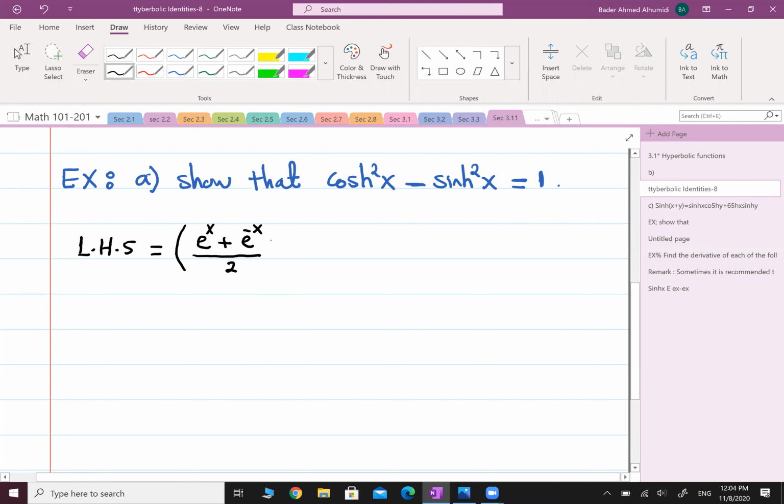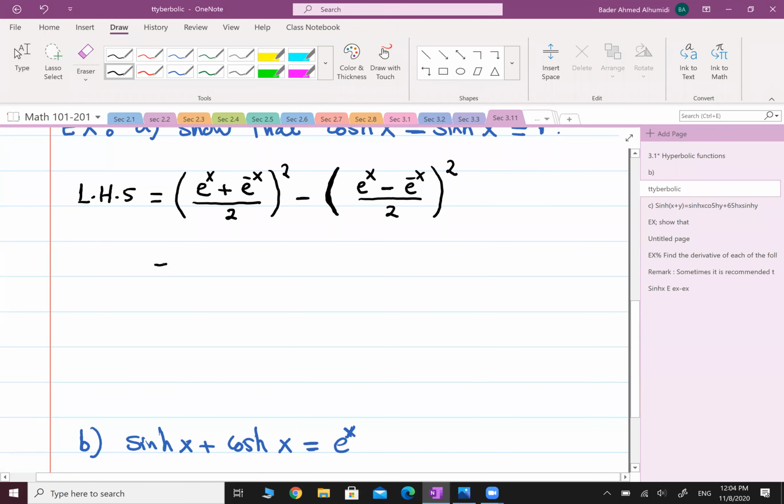I need to square all of this, minus the hyperbolic sine of x, which is e to the power x minus e to the power minus x all over 2. Of course, I also need to square this. That is the first step. So what should I do now? I will simplify, expanding here. So what do we have? We have the following, over 4 because 2 squared is equal to 4. Expanding the numerator, I have e to the x plus e to the power minus x, all squared.